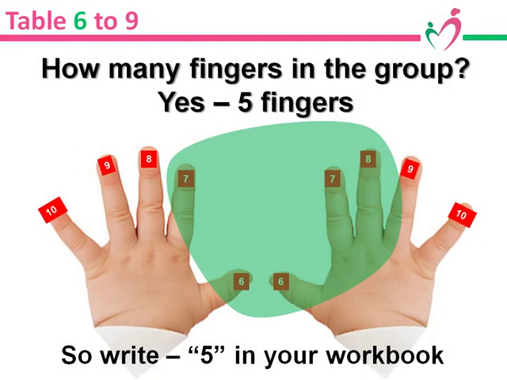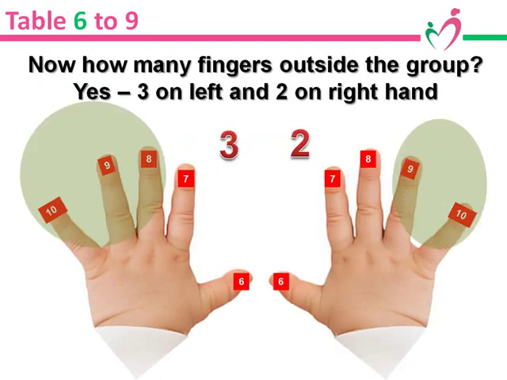How many fingers are there inside the green box? 1, 2 fingers on the table's hand and 1, 2, 3 on the times hand, because we had to multiply 7 by 8. So total 5 fingers. So in our workbook, let us write 5 somewhere because there were 5 fingers inside the group.